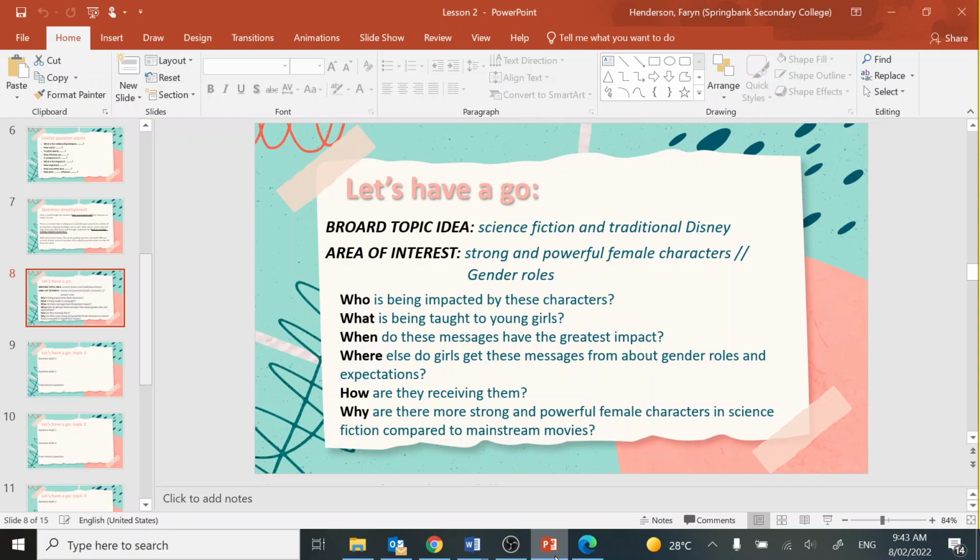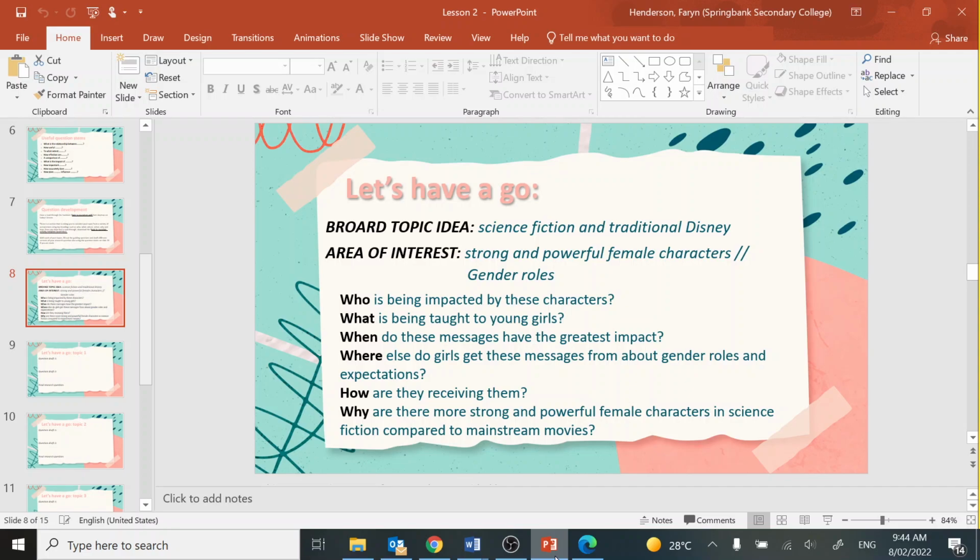So I went on the impact of characters because that is an area that I find very, very interesting. So who is being impacted by these characters? What is being taught to young girls? When do these messages have the greatest impact? Is it in those really young years when we're playing a lot of that traditional Disney, or is it later in life? When do these messages about gender roles really sink into the subconscious? There could be a whole lot of awesome stuff around brain development I could throw in there.